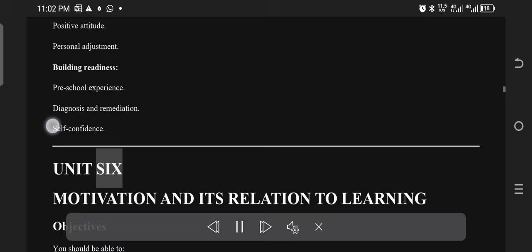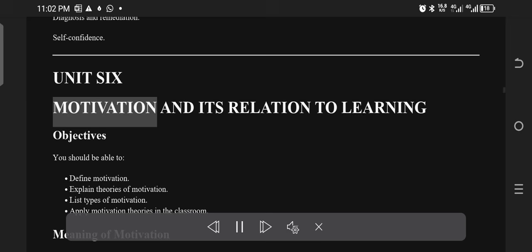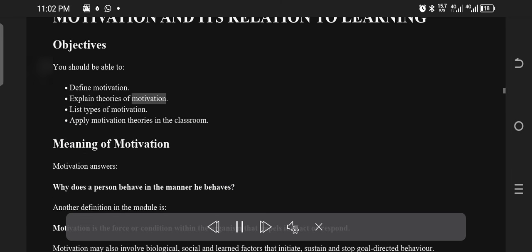Unit 6. Motivation and its relation to learning. Objectives. You should be able to define motivation. Explain theories of motivation. List types of motivation. Apply motivation theories in the classroom.